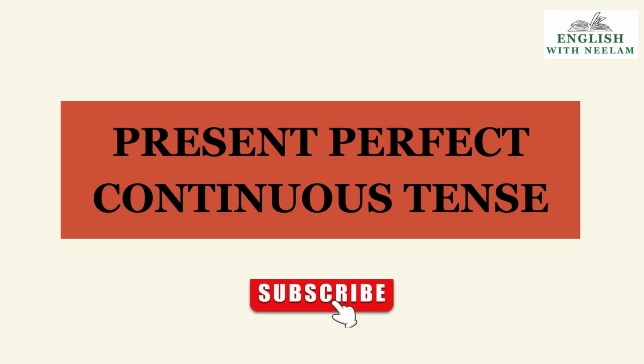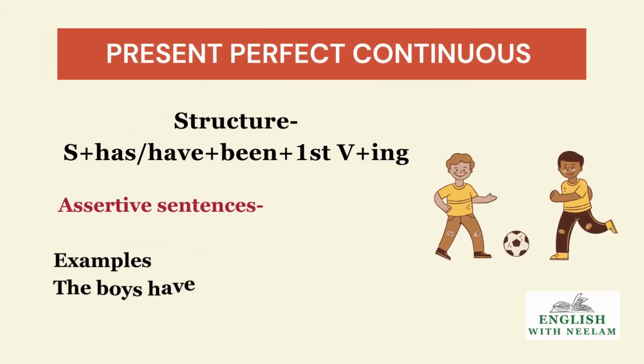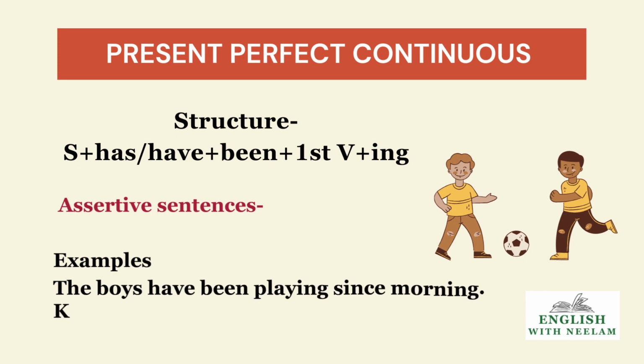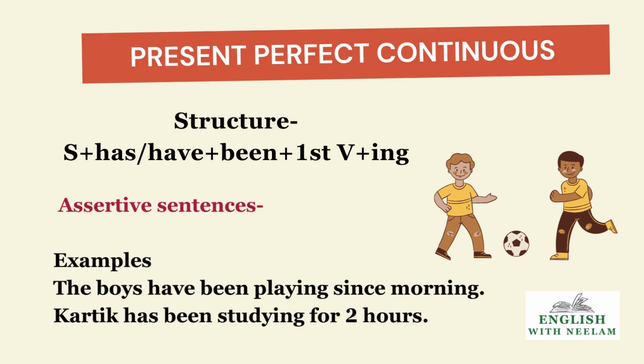Now we come to the last subform of present tense, that is present perfect continuous. See the structure first children. Subject plus has or have plus been plus first form of verb and ing. Assertive sentences. The boys have been playing since morning. Action is continued since morning. Karthik has been studying for 2 hours. Action continued for 2 hours.